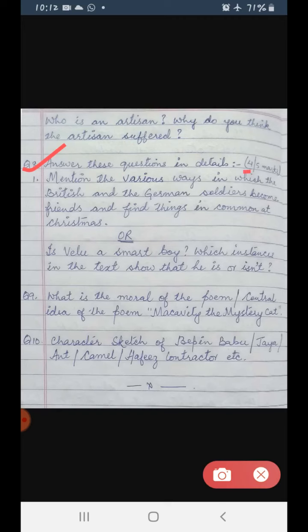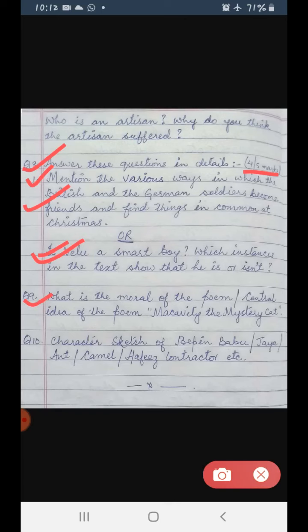So it will carry 4 or 5 marks each. Here also I am going to set up similarly. I am going to give a choice for each question. Number 1, mention the various ways in which the British and the German soldiers become friends and find things in common at Christmas. Or, is Velu a smart boy? Which instances in the text show that he is or isn't? So either you can write this or you can write this.